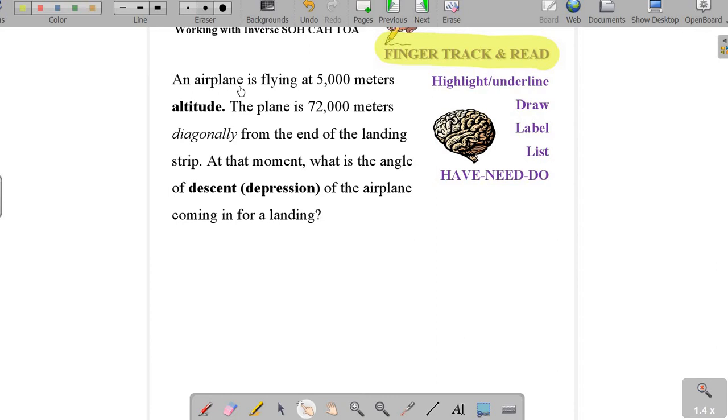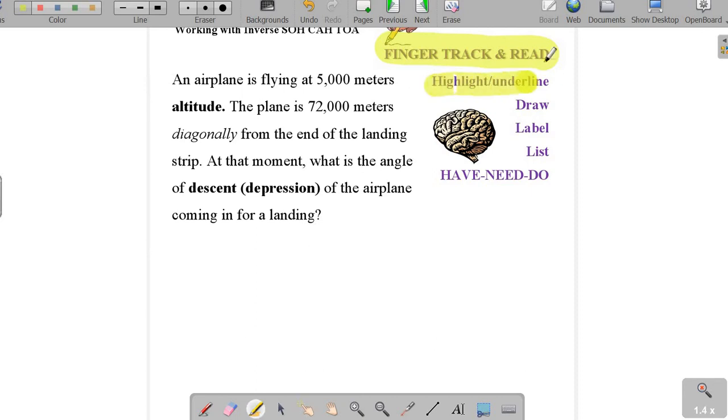Read. An airplane is, okay, read with your lips moving, children. An airplane is flying at 5,000 meters altitude. The plane is 72,000 meters diagonally from the end of the landing strip. At that moment, what is the angle of descent or depression of the airplane coming in for a landing?